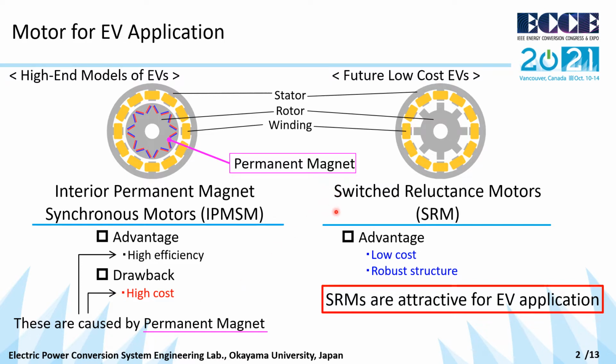The switched reluctance motors do not contain any permanent magnet, so switched reluctance motors are low cost. Furthermore, the switched reluctance motors have robust structure. Therefore, the switched reluctance motors are attractive for the EV applications.